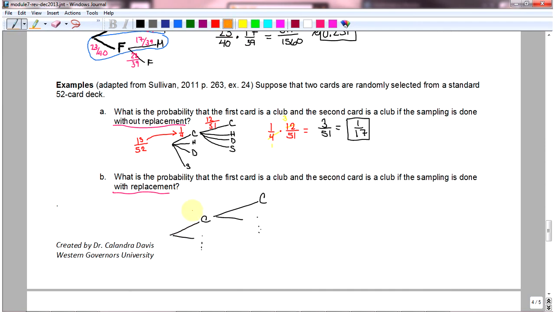Okay, well, to draw a club at first, the probability is 1 out of 4. So if that card is put back in the deck, because that's with replacement, then the probability of getting a club on the second draw is also 1 out of 4. So now we just multiply those two together, 1/4 times 1/4, and that'll give us 1/16.